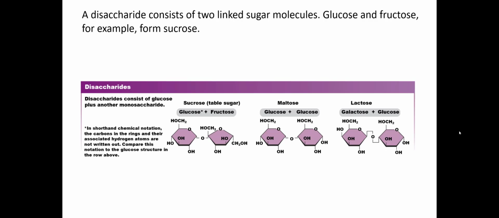Another type of common disaccharide is maltose, which is glucose combined with glucose. And one that most of you are probably familiar with is lactose. That's galactose and glucose. So lactose is the sugar found in milk.